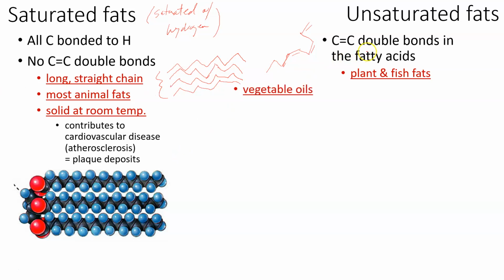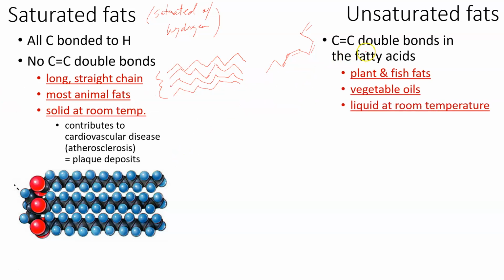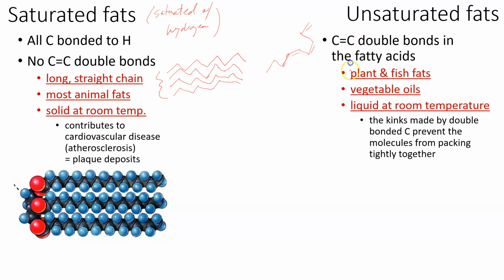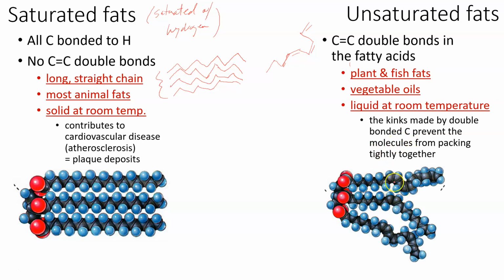Carbon, the ones that have double bonds, you'll find these in plant and fish fats typically. Vegetable oils, these are usually liquid at room temperature. And the kinks made by double bonded carbon prevent the molecule from packing tightly. These do not pack as neatly. These are like melted Legos, if you will, right? They don't pack together very neatly because these double bonds, these missing hydrogens, are creating kinks in this structure.